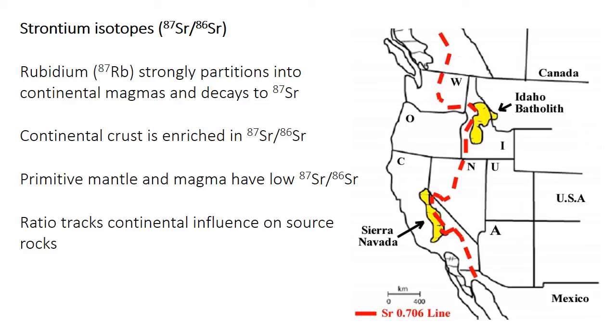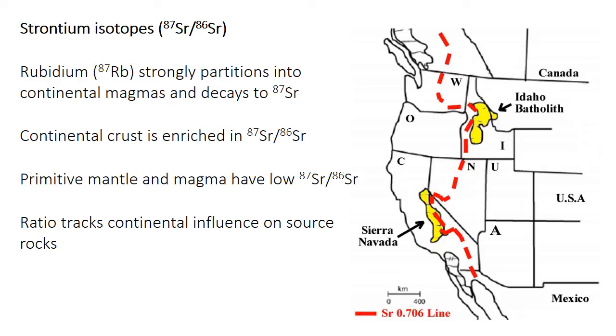Strontium isotopes, the ratio of strontium-87 to strontium-86, can also be used to distinguish between continental and mantle or juvenile sources. In this case, the element rubidium really strongly goes into continental magmas, and then the rubidium-87 decays into strontium-87. Strontium-86 is found in all sorts of rocks, and so therefore continental rocks, because they contain the rubidium to begin with, have a greater or an enriched strontium-87 to 86 ratio.